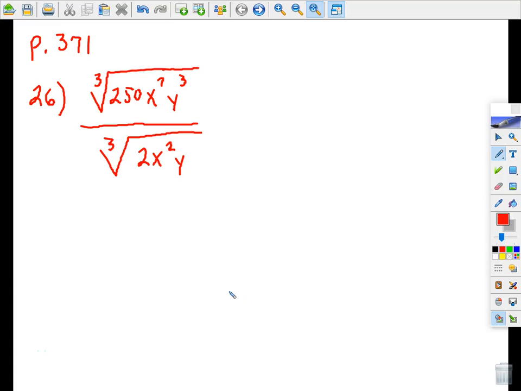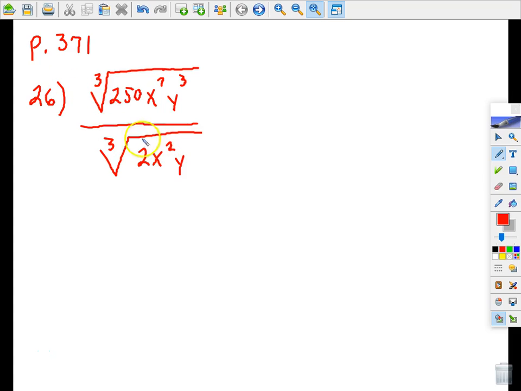I want to provide some homework help for you on page 371. This is part 2 of section 7.2. We're dealing with division of radicals in this part of the section 7.2. So let's just take a look at a few of your homework problems.